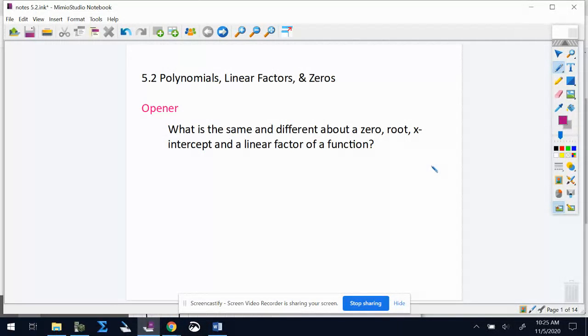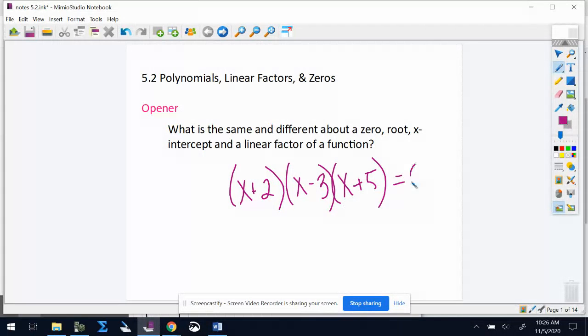And I'm starting with this first question of what is the same and different about calling something a zero, a root, an x-intercept, or a linear factor of a function. So when we think about, I'm going to actually start with the factor part. When we think about something being a factor, you're going to have it written in parentheses. So something like x plus 2 is a factor. I can list a bunch of factors. I can do like x minus 3. I can do x plus 5. Those are all called factors.